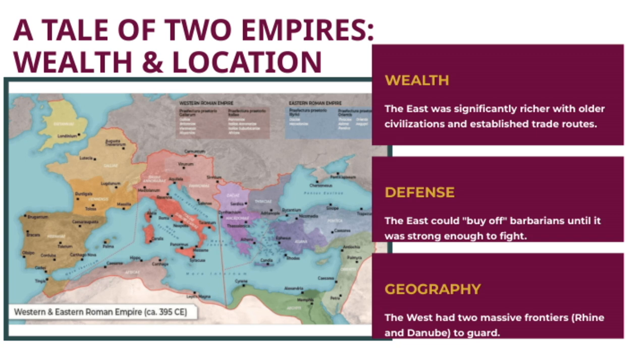The East was generally wealthier, mainly because it had older civilizations and well-established trade routes that contributed to its prosperity. These trade routes facilitated the movement of goods, ideas, and culture, making the East richer and more connected. Overall, these geographic and strategic differences helped shape the distinct paths each empire took, with the West focusing on frontier defense and the East leveraging trade and wealth to maintain stability. This contrast is a vital part of understanding their historical trajectories and how geography influenced their development.